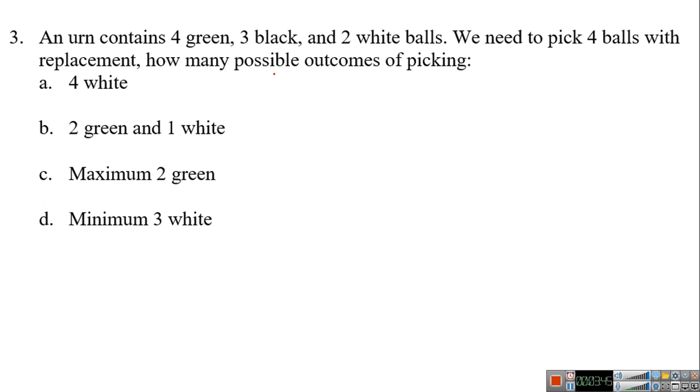An urn contains 4 green, 3 black, and 2 white balls. We need to pick 4 with replacement. I want 4 white. How many white do I have? 2. So it will be 2 power 4. I want 2 green. I have 4 green. I want, because with replacement, 1 white. I have 2 white, and I want to pick 1. But I want to pick 4. Till now I have 2 green and 1 white. The last one cannot be green or white, so it must be black. So the last one will be 1 black.